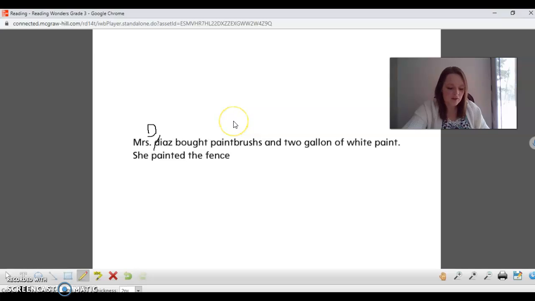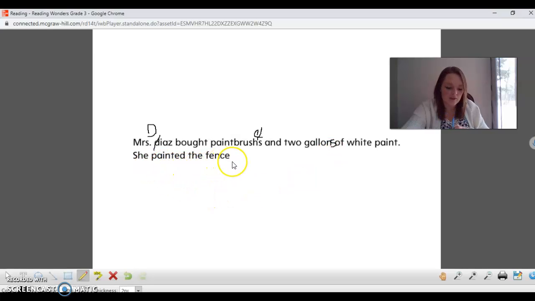Okay, paintbrushes. We need to put an E there because it has the SH, which means when we're doing plural nouns, sorry, it's kind of an upside down E. So remember, plural nouns, SH, CH, X, those all have ES as our ending when making them plural. And 2 gallon of white paint. Okay, if we have 2, that means there's more than 1, so we need to make this gallons, for a plural noun.